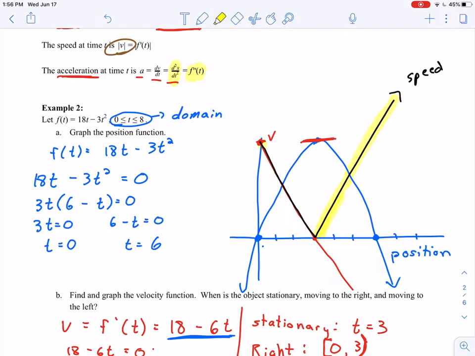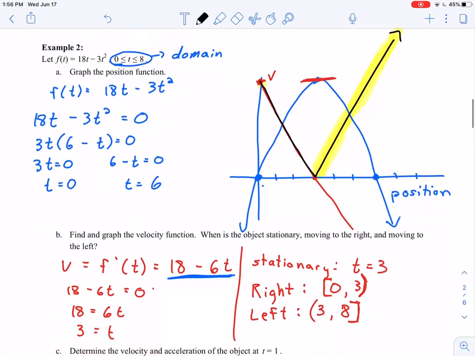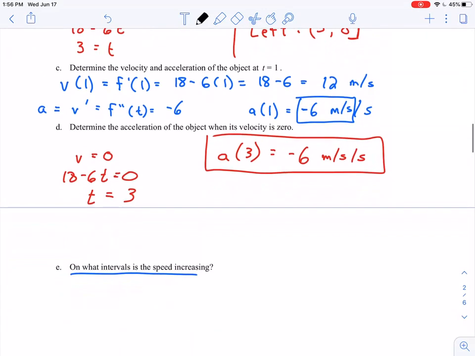The speed is increasing right here. So starting at 3 seconds, working our way towards 8 seconds, our speed is increasing. So our speed is increasing from 3 to 8. Again, not including 3, using parentheses around 3 because we said the object was stationary. It can't be gaining speed and stationary at the same time. And then all the way to 8, including 8 because we are going to have a positive speed there. So there our speed is increasing.